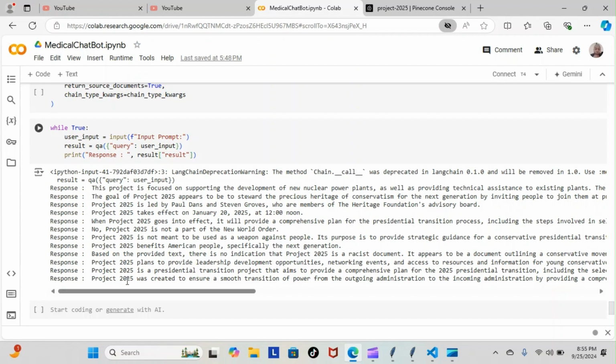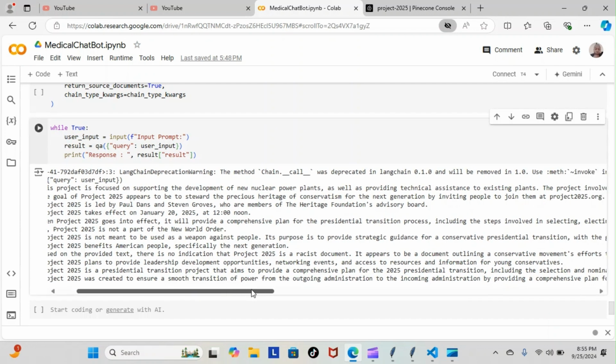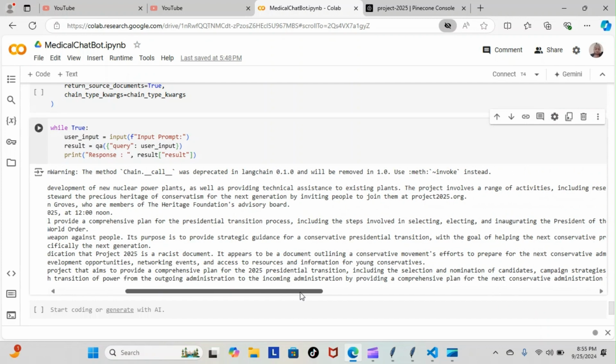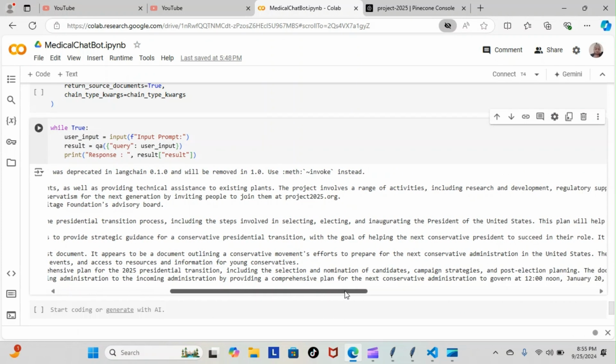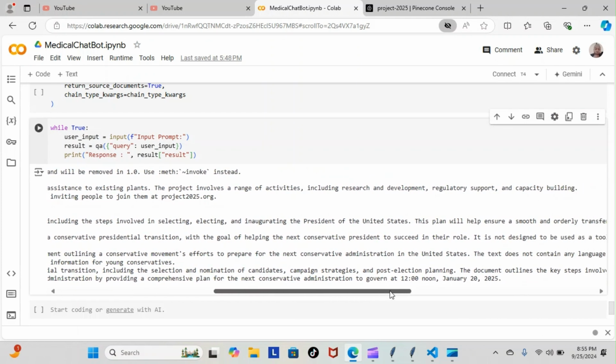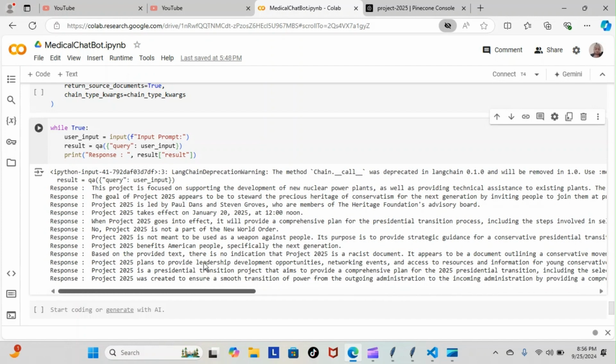So the first question I asked was this one here. What is Project 2025? And it said this project is focused on supporting the development of new nuclear power plants as well as providing technical assistance to existing plants. The project involves a range of activities, including research and development, regulatory support, and capacity building.